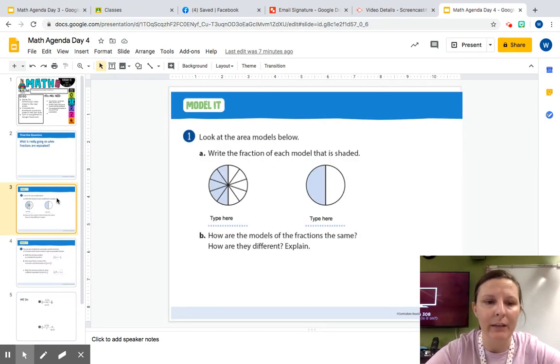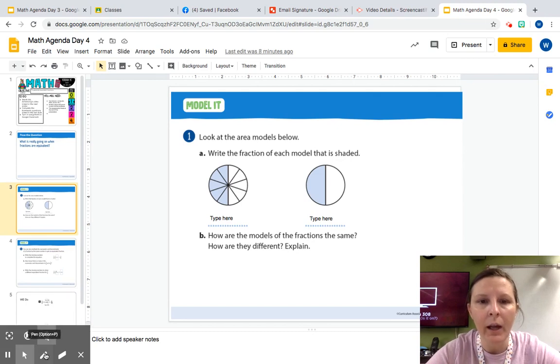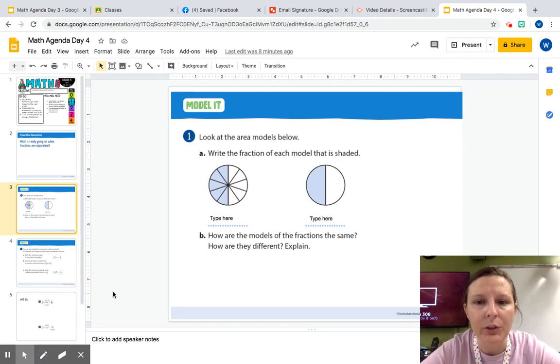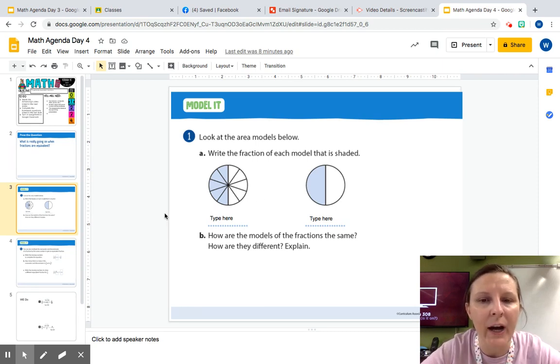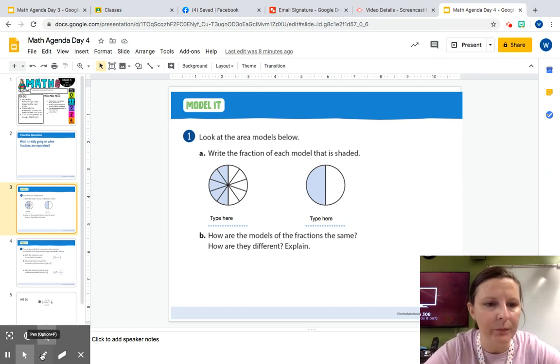We've got a couple of pictures. So look at the two models. You see we've got one here and one here. What we're going to do is write a fraction for the shaded area for each model. So we're going to start with this side first.